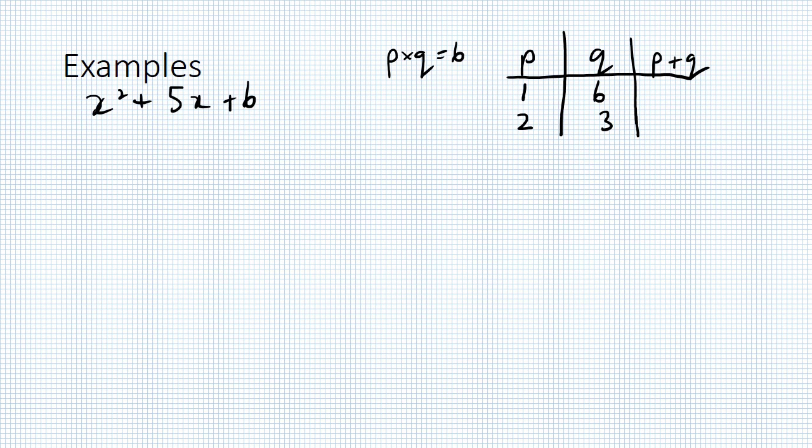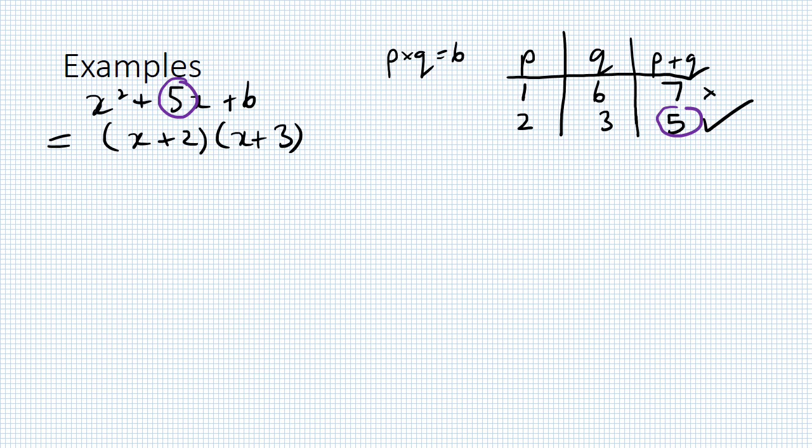Looking at the sum, 1 plus 6 is equal to 7, 2 plus 3 is equal to 5. That one's no good. That's the one we're after. Okay, because that number there matches up with that number there. So putting this together, we end up with (x plus 2)(x plus 3) as our factorisation. That's all we need to do with that one. We're done. Okay, second example.